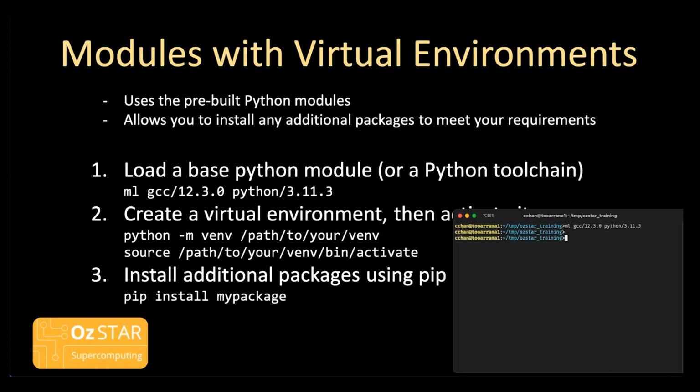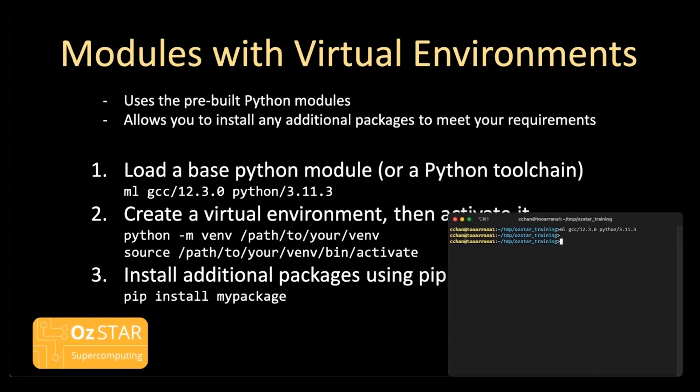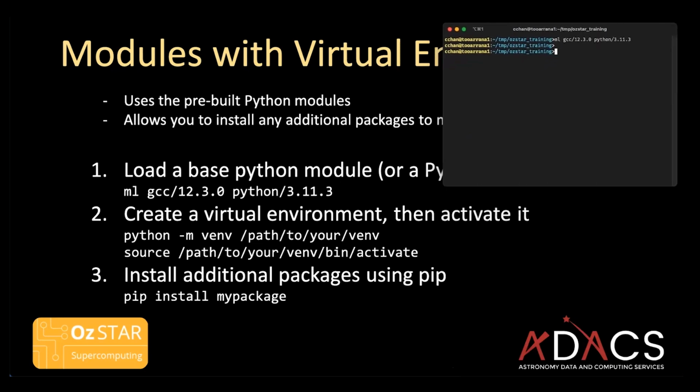And then normally, if you were on your personal computer, you might decide to pip install a package. And this doesn't work on OzSTAR. So if I try to install, say, pip install PyJoke, just as an example, I get an error because we're not currently in a virtual environment. So first we have to create one. So we'll use this command here. Again, this is all in the documentation, so don't stress about having to write this down.